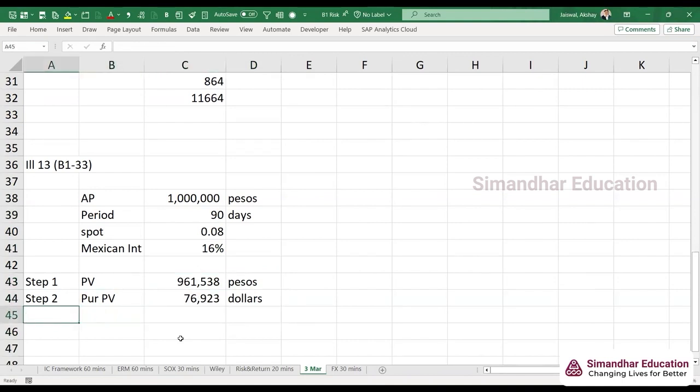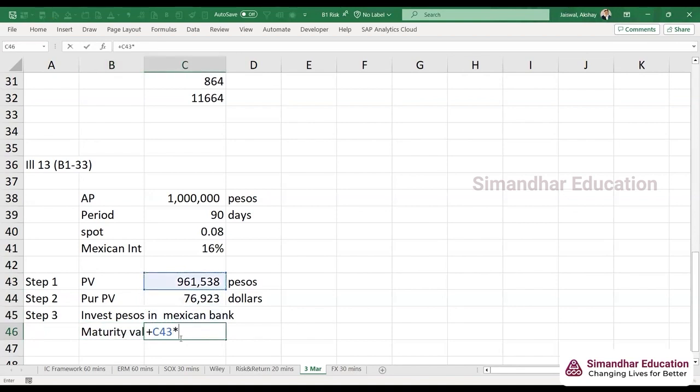And then step 3, invest pesos in a Mexican bank. So what will happen? We will invest the pesos in the Mexican bank. After 90 days, maturity value will be how much? 961 into 1 plus rate divided by 4. See, 1 million pesos. We will get it from the Mexican bank and we'll pay it off to our vendor.